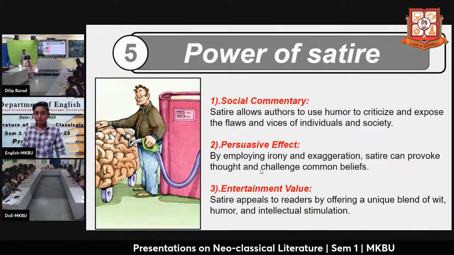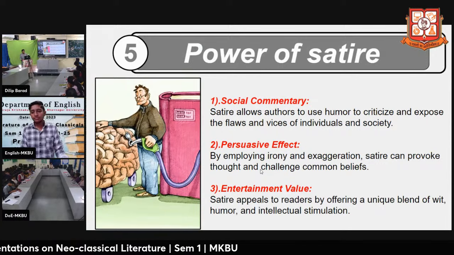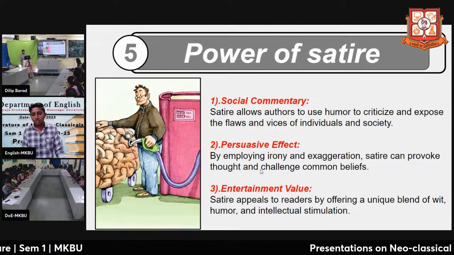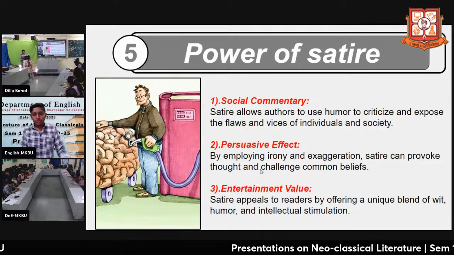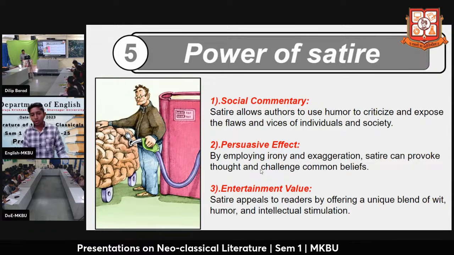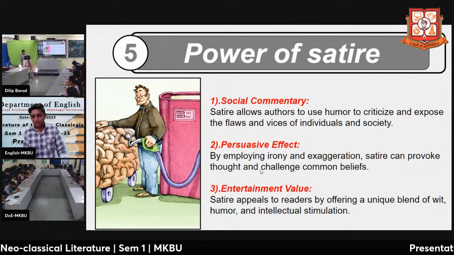Power of satire and social commentary. Satire allows the author to use humor to criticize and expose the flaws and vices of society. By employing irony and exaggeration, satire can provoke thought and challenge common beliefs.